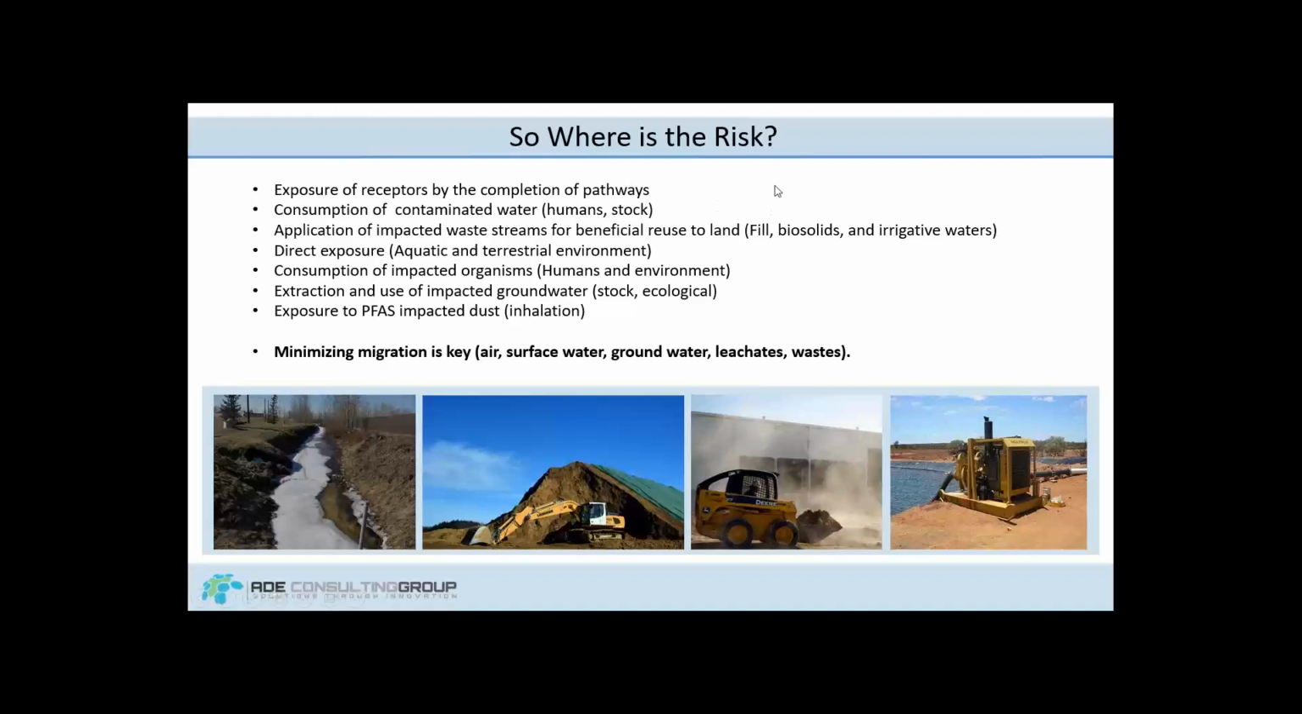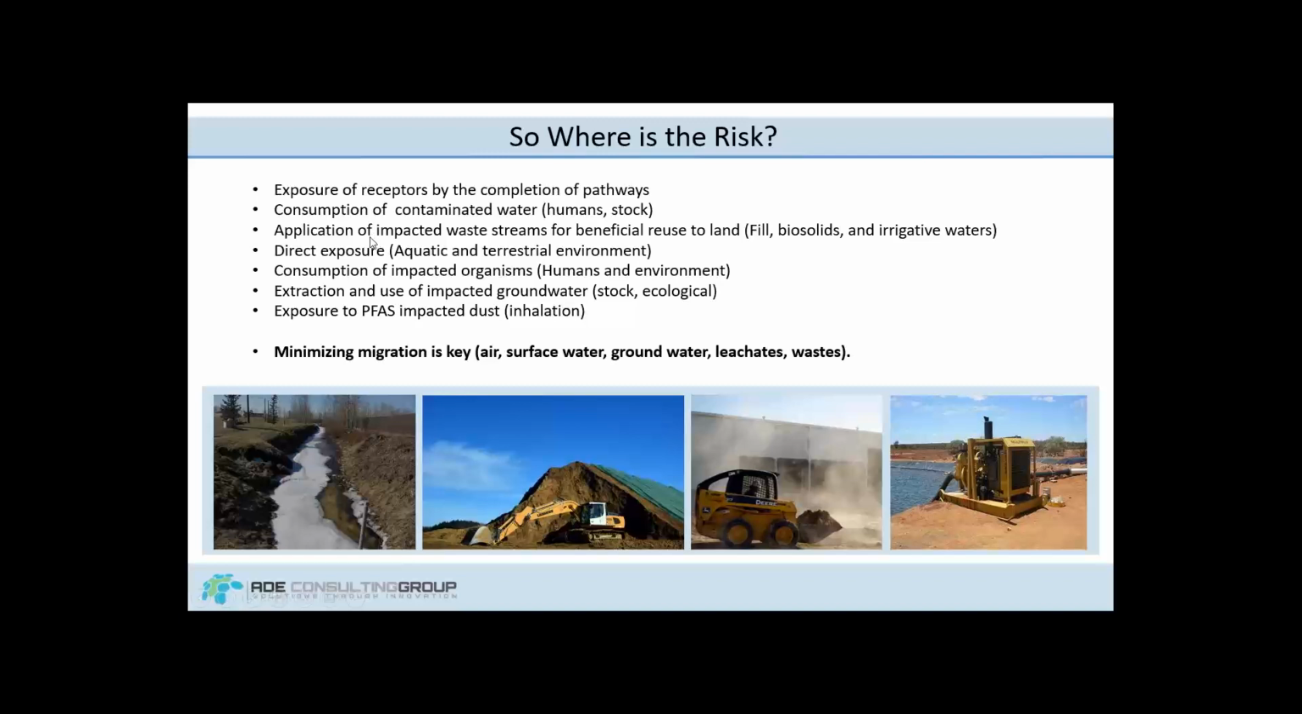So who's at risk basically, or how do people get put at risk? Well, there's a number of pathways. The key ones, when these pathways are complete, are obviously the consumption of impacted water. So this could be humans and stock. Application of impacted waste streams to land. So this could be fill materials or soils, biosolids, so material removed from wastewater treatment plants to which PFAS have sorbed, and irrigation. So irrigation with recycled water which may contain PFAS.